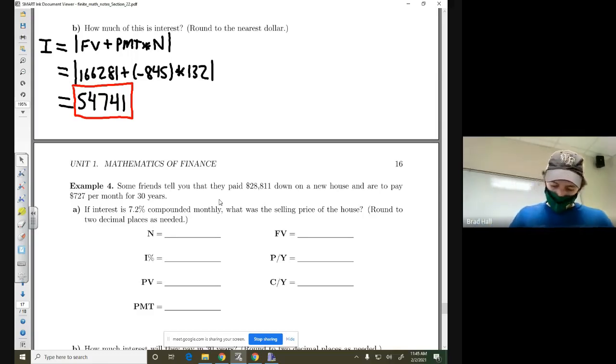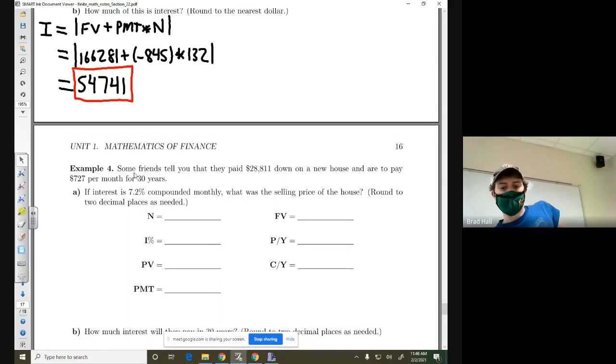And so one of the situations we see this in, example 4, is some probably really close friends who want to pay off a house over the course of 30 years. They just put down $28,811 on a new house. So they're doing that because now that $28,811 will not accrue any interest. So it will make the interest that they pay later on smaller.